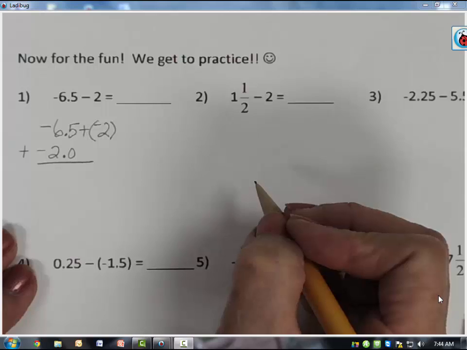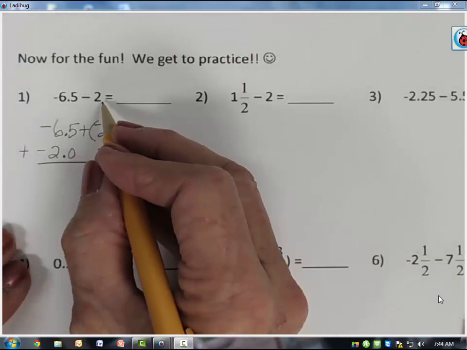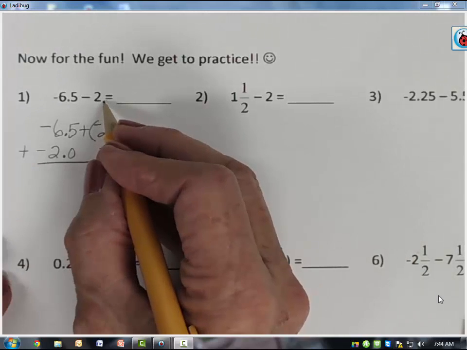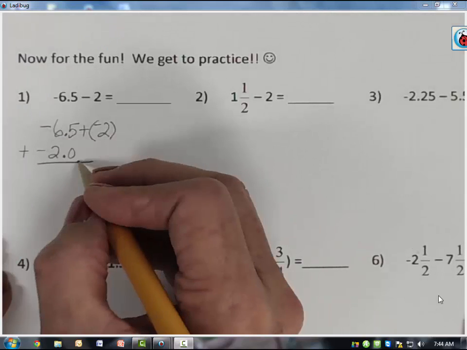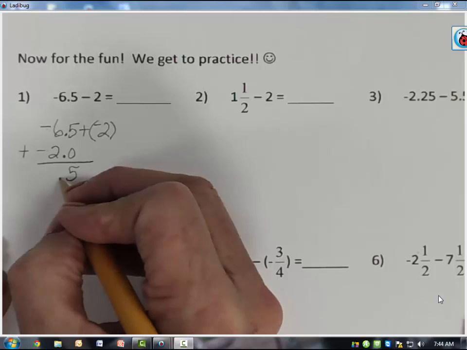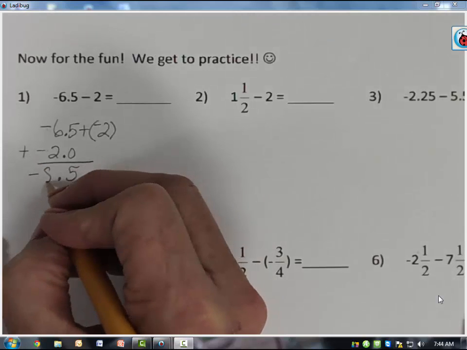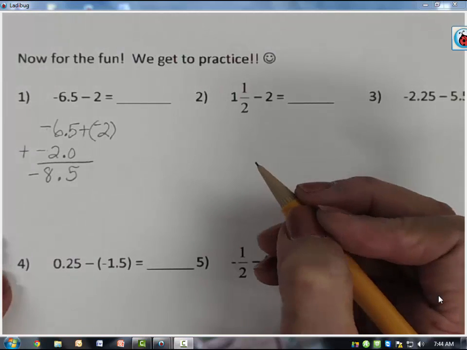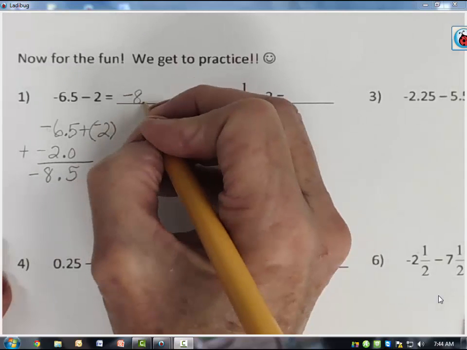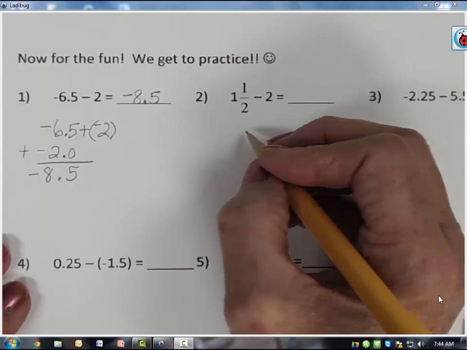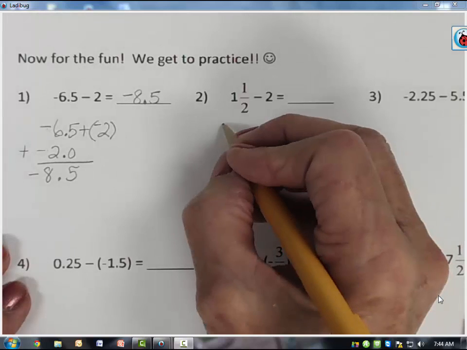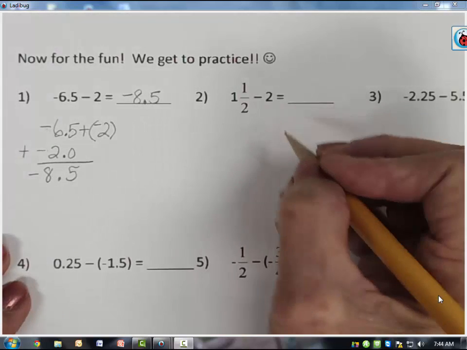If you have a whole number, it's just like dollars, right? The whole number 2 is like $2. And then we're going to add these because they're like signs. So our answer is negative 8 and 5/10. Underneath, I want you to rewrite the second one, and I'm going to give you a second to do that.